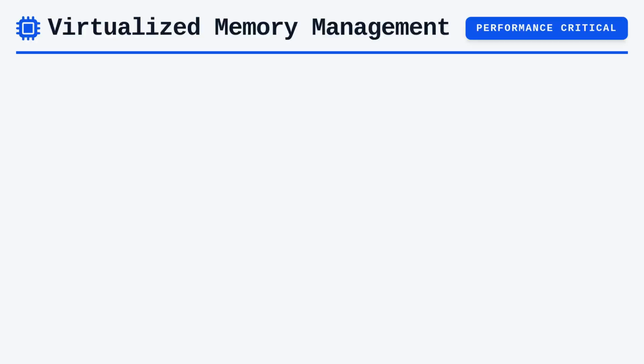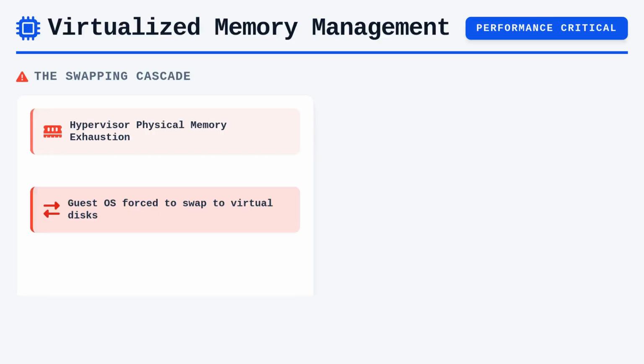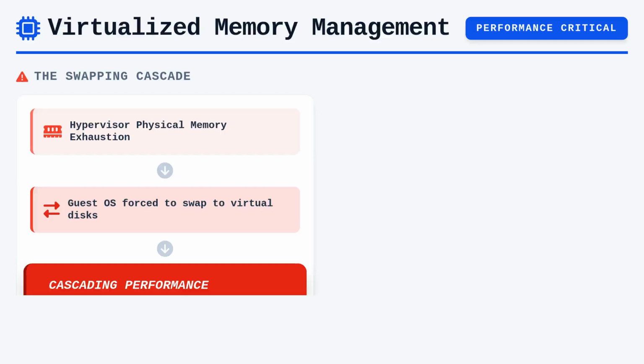Memory management in virtualized hosts introduces the risk of swapping and paging, which are far more destructive to performance than they would be on a bare metal machine. When a hypervisor runs low on physical memory, it may force guest operating systems to swap to their virtual disks, creating a cascading performance degradation that is difficult to isolate.